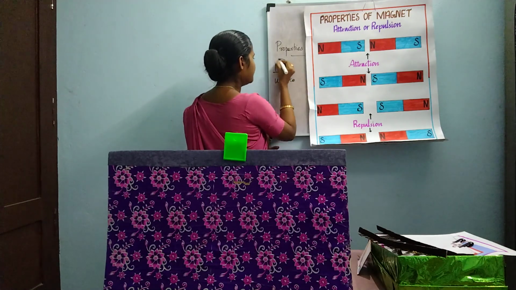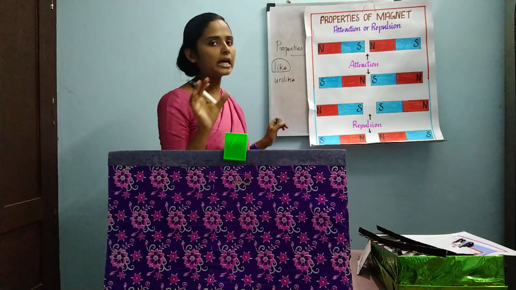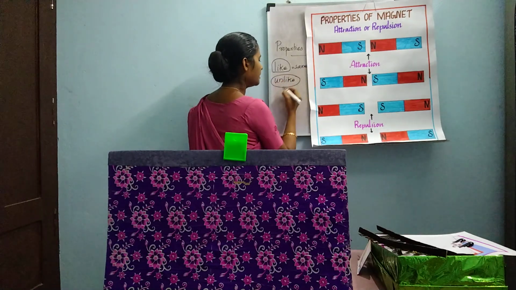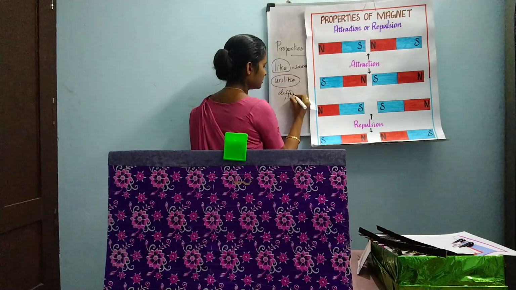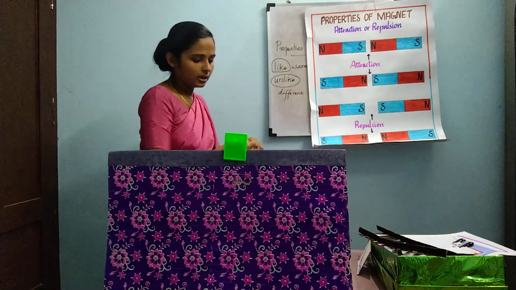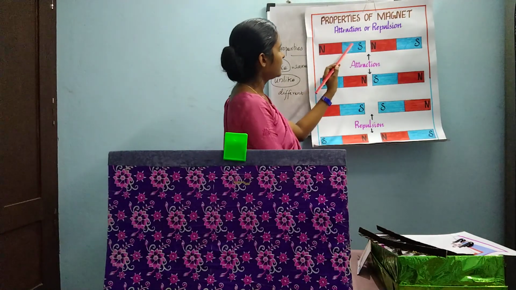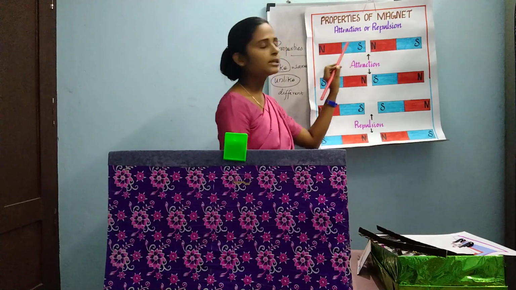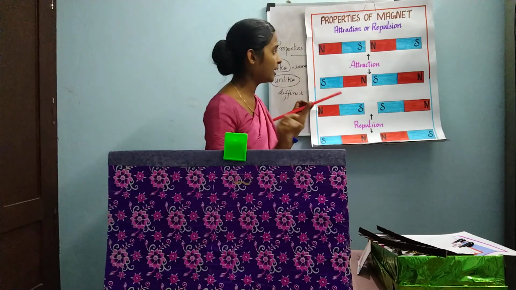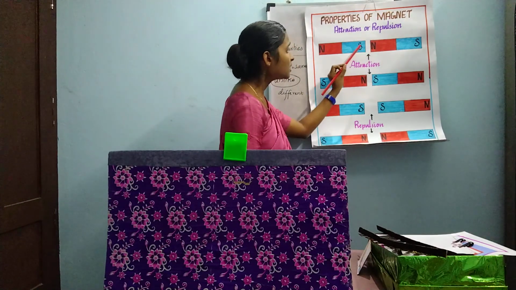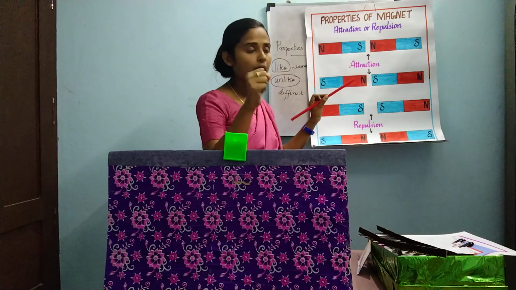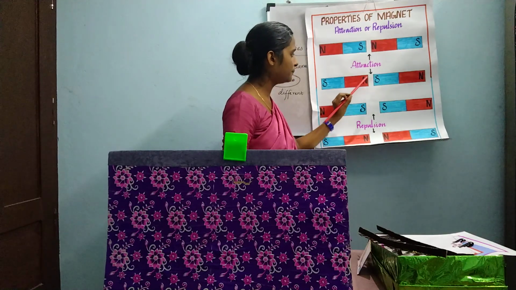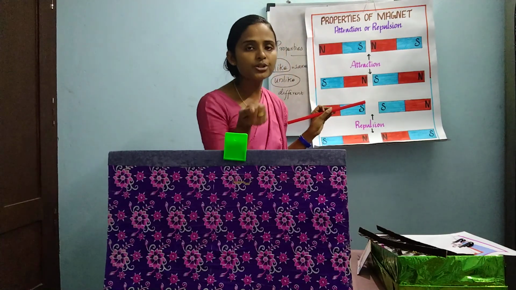Like means simply we can say same. And unlike means simply we can say different, right? See here, in this, here it is south and here it is north. Whether both the poles are same or different, it is different, right? So different poles attract each other. See here it is north and here it is south. So the different poles will attract each other.